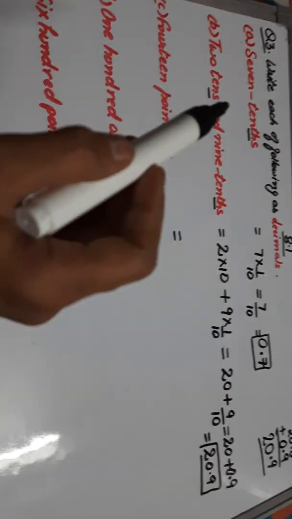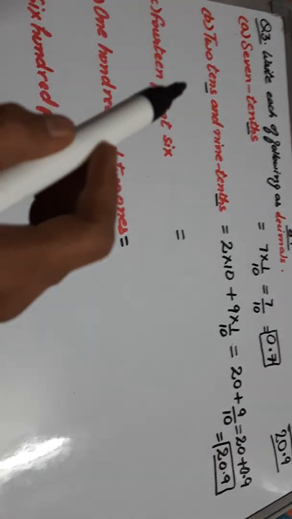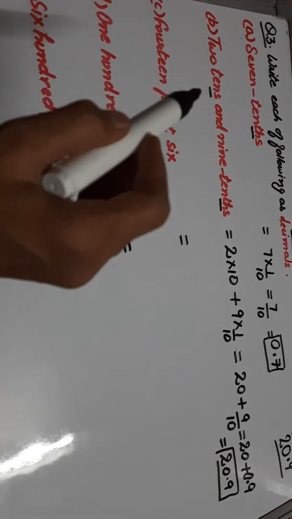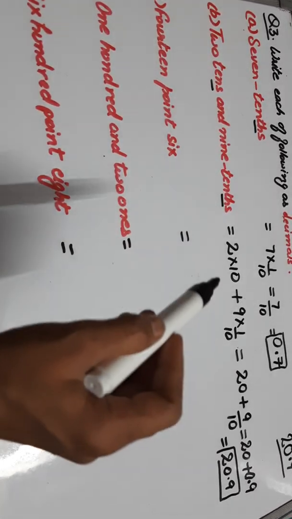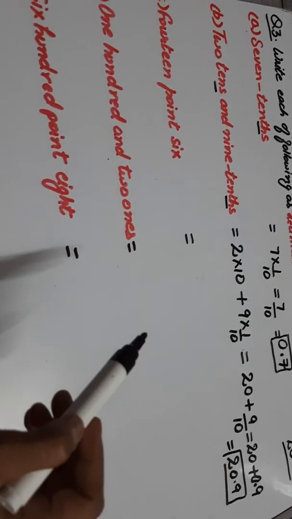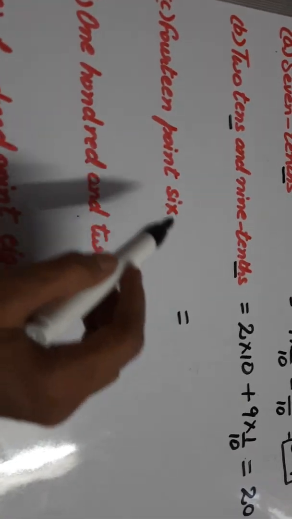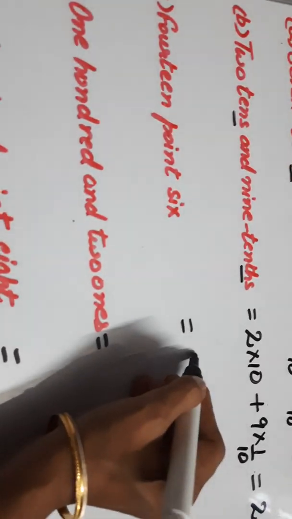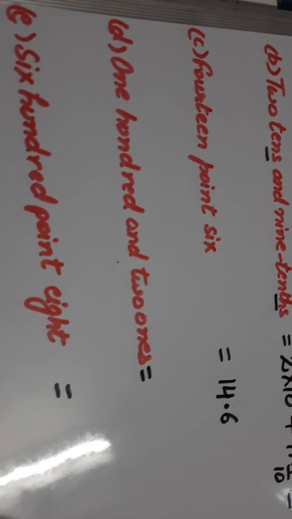So now next, I hope it is clear to you, 7/10 means 0.7. 2 tens, here the word tens is there, remember tens means multiplied by 10, and tenth means multiplied by 1 by 10. Now 14.6, this is very easy. Write down 14. For point we'll put the decimal. For 6 we'll write this 6. Here direct pronunciation of the number is given to us.